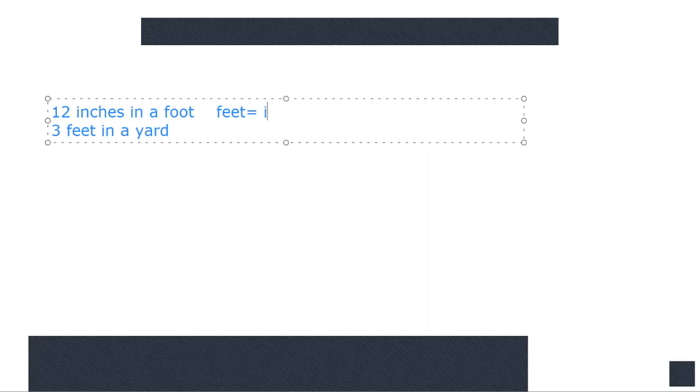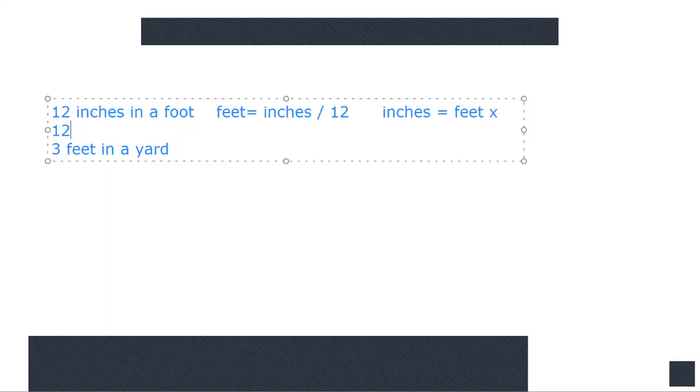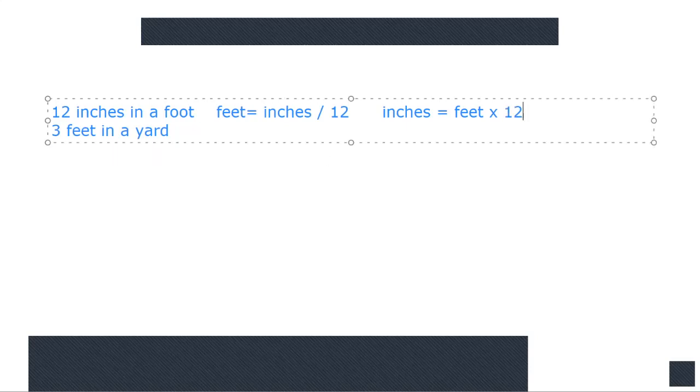I'll put that: inches divided by 12. Inches equal feet times 12. Make this just a little wider for us. 3 feet in a yard. So your multiplication: a yard is equal to feet divided by 3. Feet equal yard times 3.